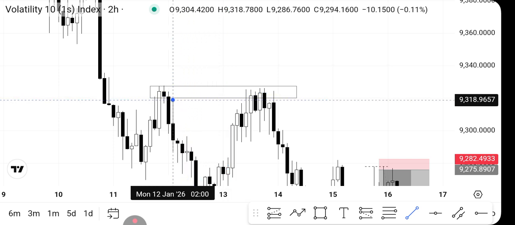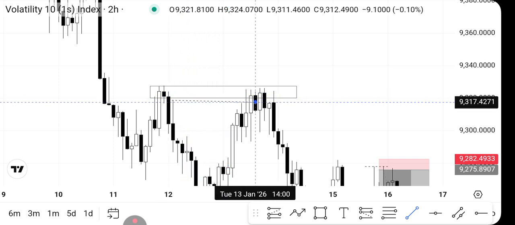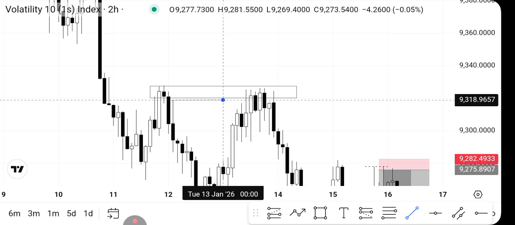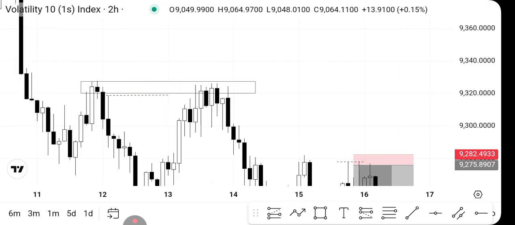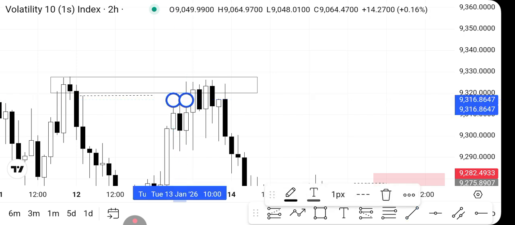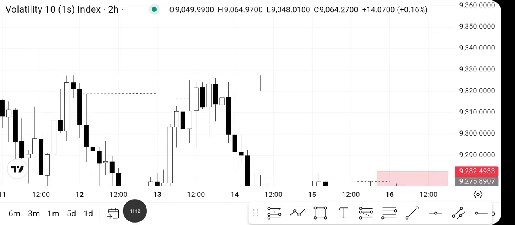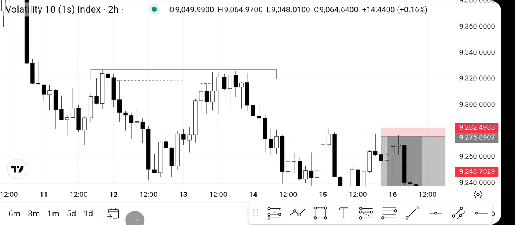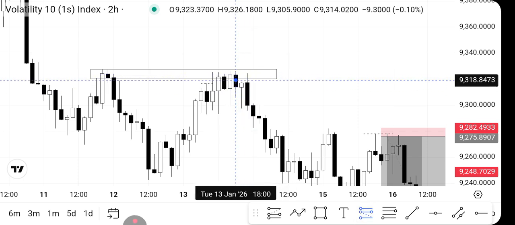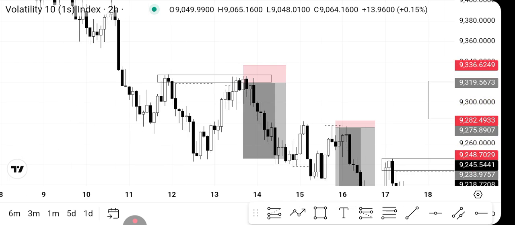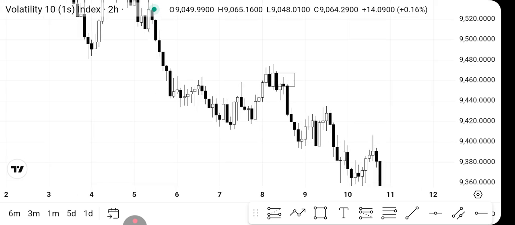Our inducement is right here. Okay. So we had a sweep, an immediate sweep. This is our immediate sweep here. And then price tagged into the origin and started selling from there. Let's look at another one.